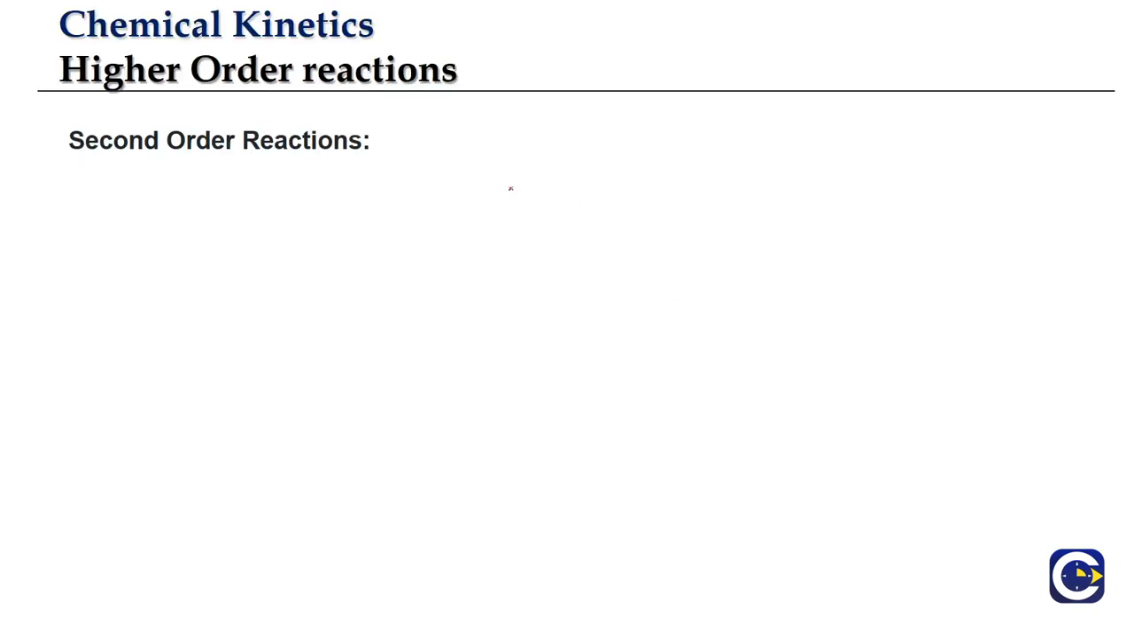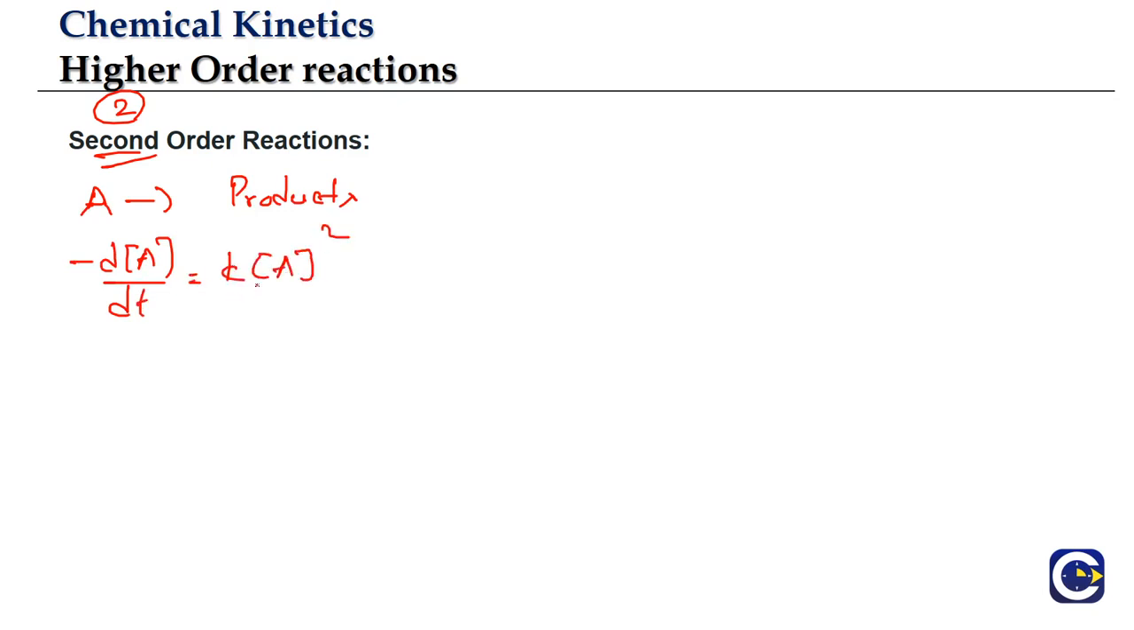So what is a second order reaction? Where the order of the reaction is equal to 2. And we are looking at reactions where we have only one reactant, means A giving rise to products. So if this is the reaction we are considering, then the rate of consumption of A, which is minus dA by dt, the instantaneous rate value, will be equal to K into A square, because it is a second order reaction. K is the rate constant.